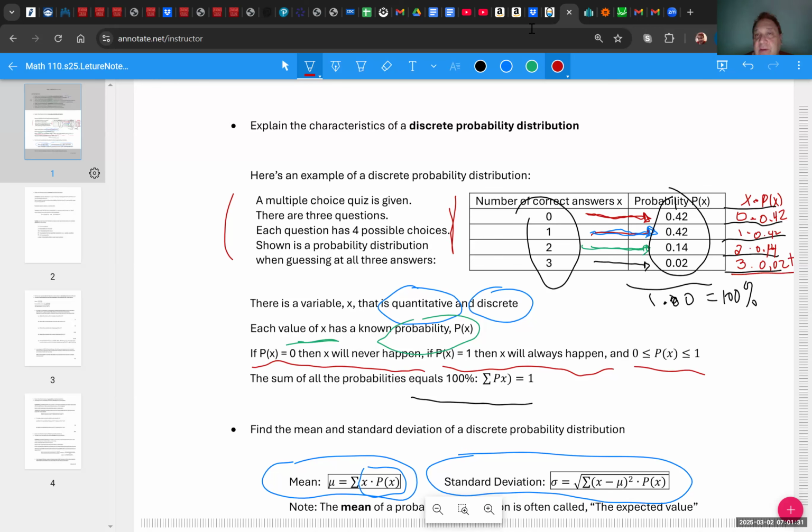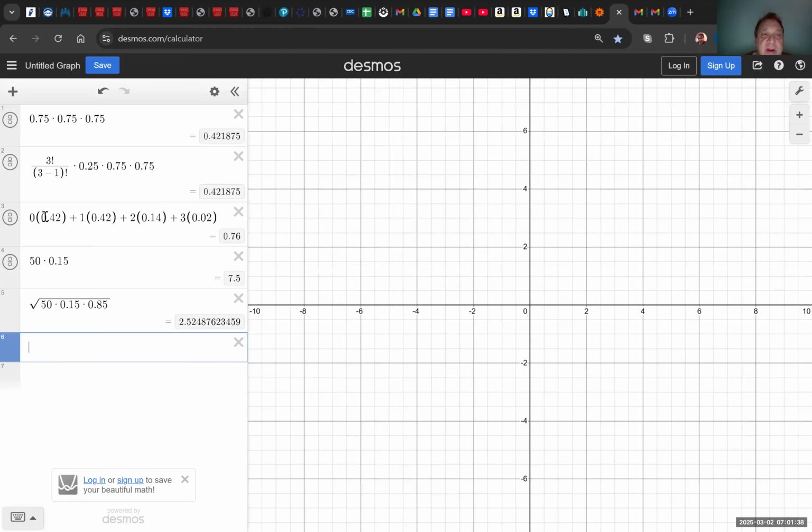And again, I'm going to use Desmos to help me do that. So right over here, the third calculation, I have 0. The probability of getting 0 questions correct is 42%. 1 was 42%. To get 2 answers correct is 14%. To get 3 answers correct is 2%. I add all those together, and I get 0.76. So 0.76 is the mean value of X.